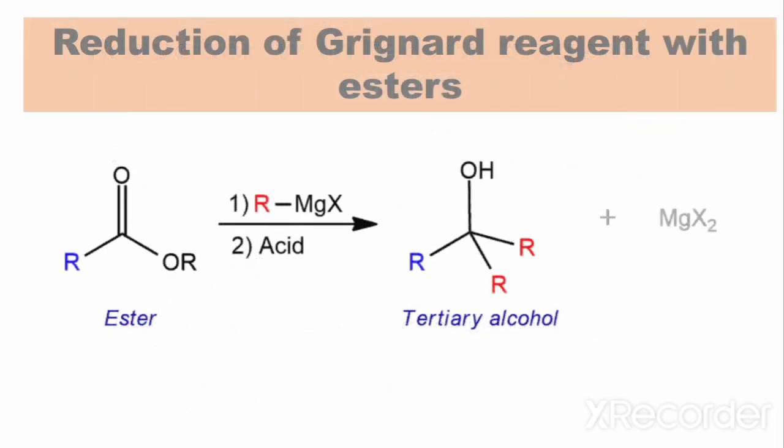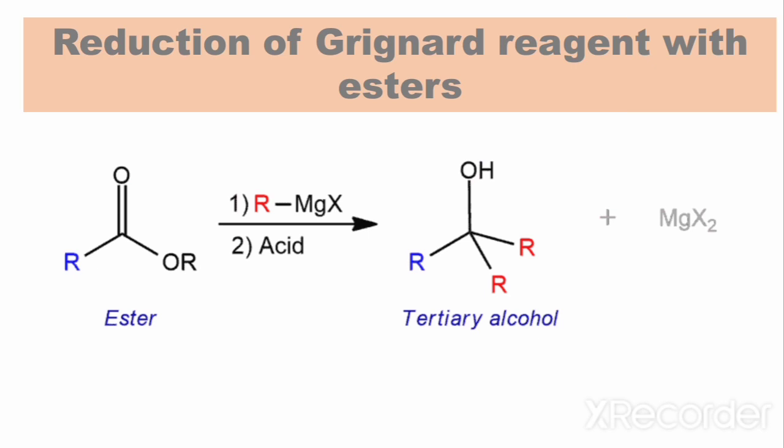So the other is the reaction of Grignard reagent with esters. So we will take an ester. Ester is a compound that contains a carbon that has a double bond with oxygen along with another bond with oxygen, and this oxygen will form a bond with the alkyl group. As a result, the carbon in the center has a double bond with the oxygen and one bond with the alkyl group, and the other bond is with the oxygen, and then this oxygen will have a bond with the alkyl group.